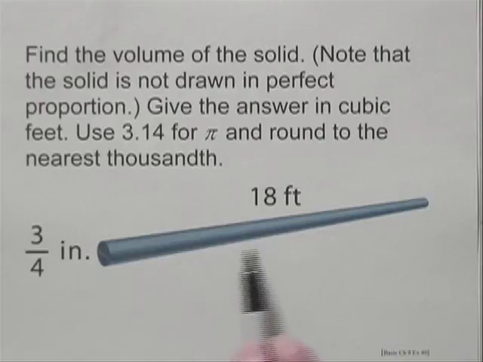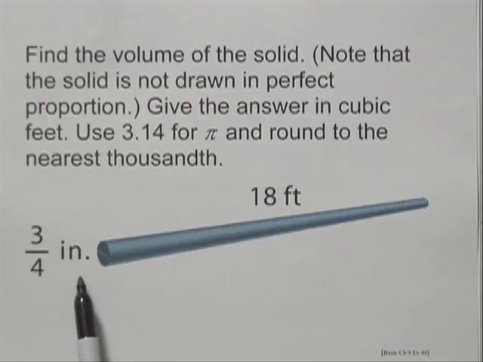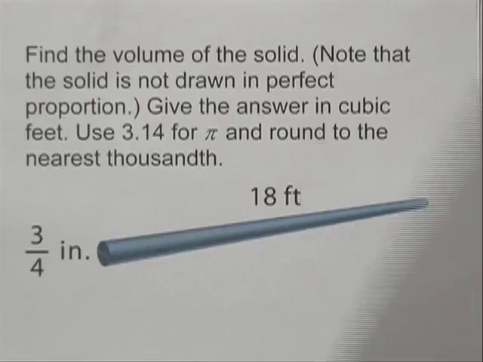The height of the cylinder is given in feet, 18 feet, and the diameter is given in inches, 3/4 of an inch. Now we know that the formula for the volume of a cylinder is the area of the base times the height of the cylinder, and to find the area of the base we need the radius of the base rather than the diameter. So let's begin by finding the radius of the base.